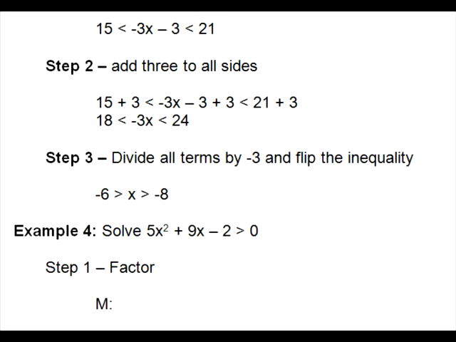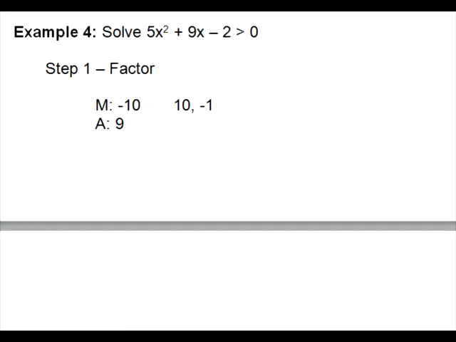Okay, so we're going to do the m and the a. We're going to multiply to get negative 10, and we're going to add to get 9. Those numbers should be, hopefully, 10 and negative 1. Then I'm just going to rewrite it as 5x squared plus 10x minus x minus 2 is greater than 0.